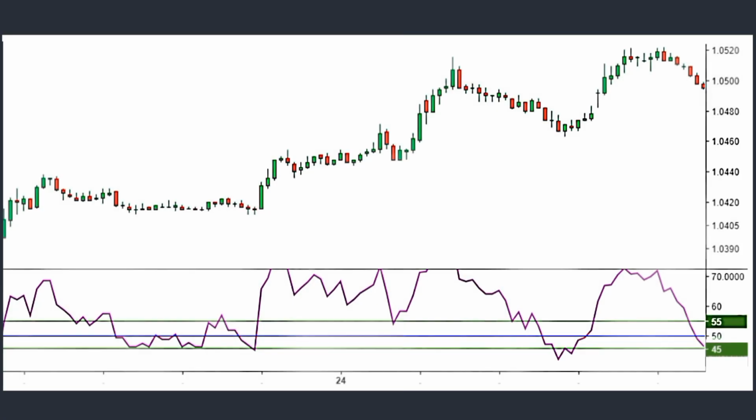In this real market example, the RSI fluctuated within the 45 to 55 range for a period, indicating a ranging market. However, once the RSI broke above the 55 level, a strong upward trend emerged in the price.